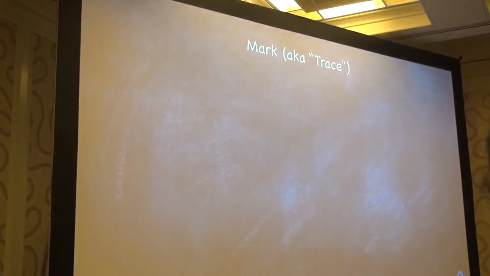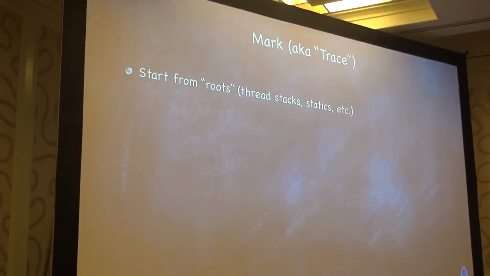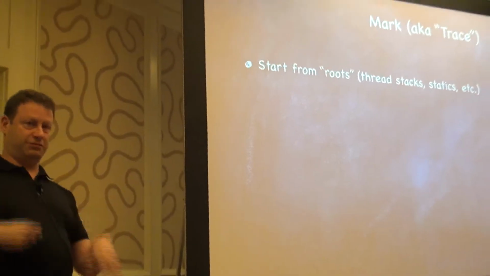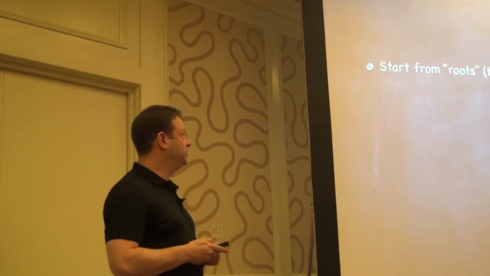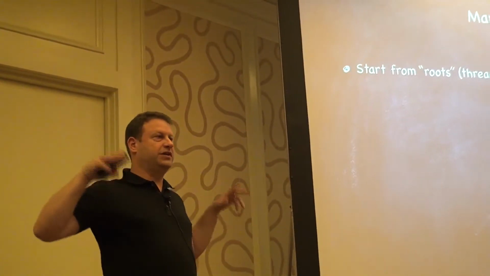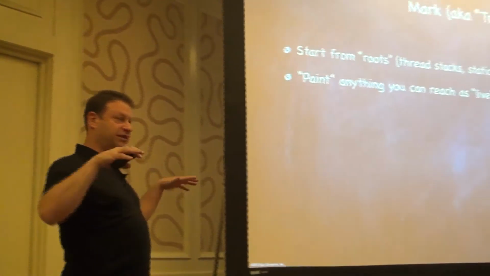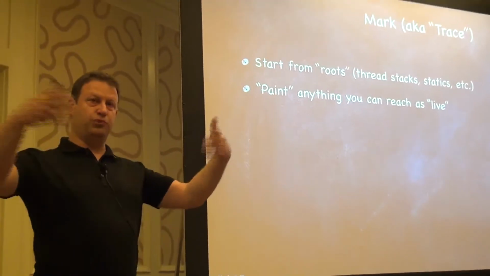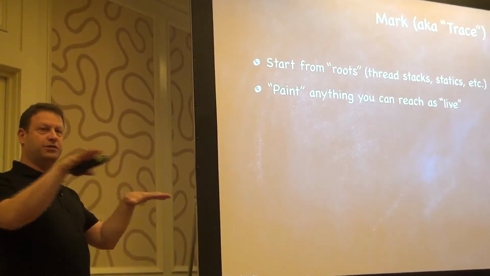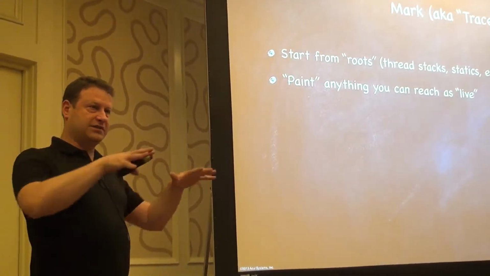Marking, also known academically as tracing. You start from what we call the roots. These are static variables, the contents of your threads' stacks, and other things that you can get to without having to find an object first. You start from those, and you go around painting any pointer you can reach, getting to the next object, and then looking in there for other pointers to other objects. And you paint anything you can reach with pointers. If you've already reached something that's painted, that's fine, you don't have to look at it again. You see what's reachable.